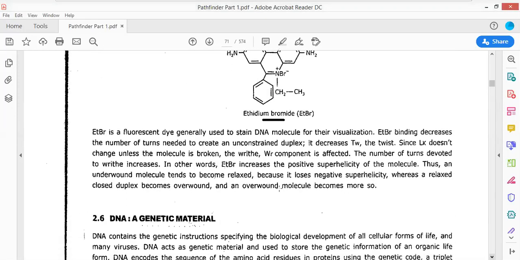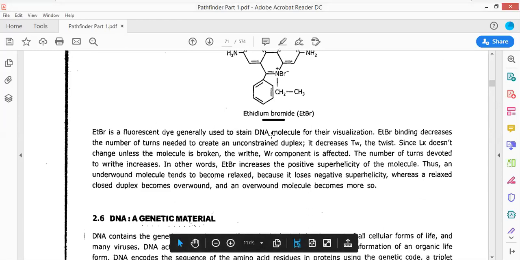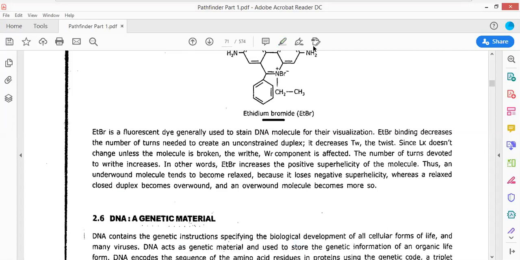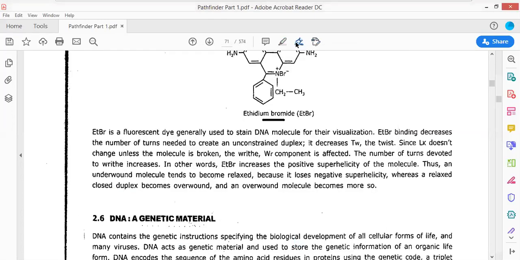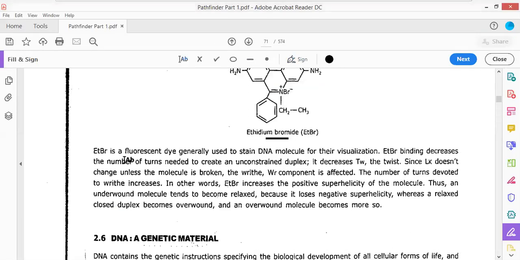Now see, ETBR is a fluorescent dye generally used to stain the DNA molecule for its visualization. So ETBR is being used for its visualization. This is the one that we use for DNA visualization to occur. This is how ETBR can be effectively used for the visualization to take place.